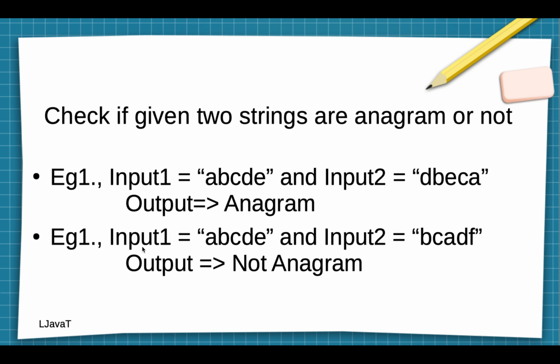In example 2, we have taken input 1 as A, B, C, D, E, but in input 2 we have B, C, A, D, F. So here E and F are not matching, so we are going to output it as not anagram.